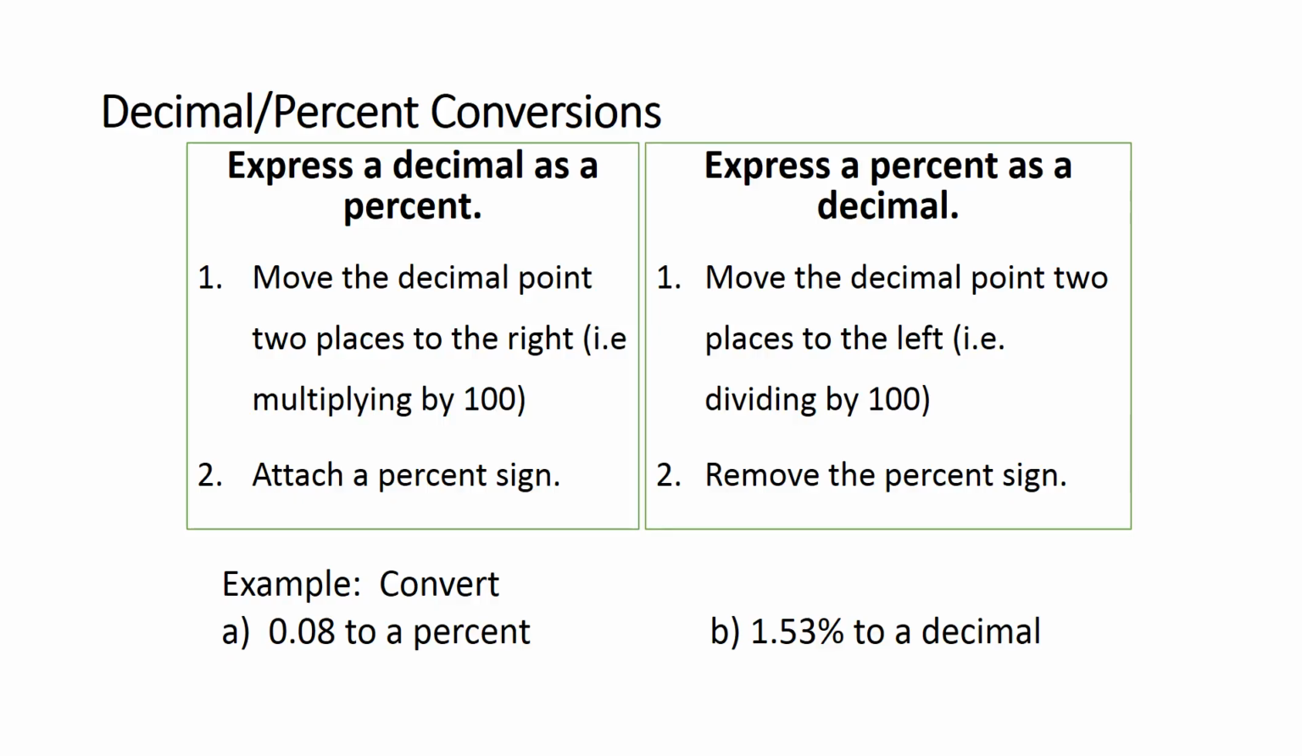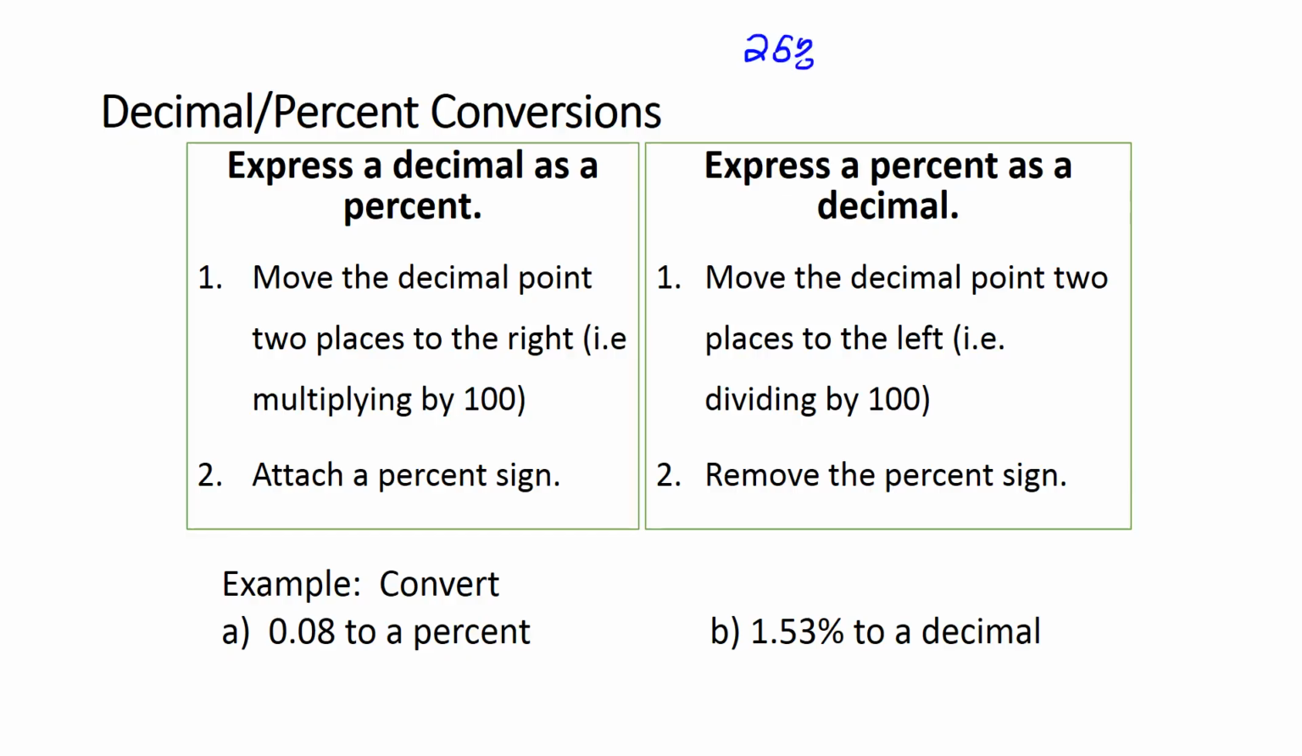Recall to convert between decimals and percents. Remember to express a decimal as a percent, you move the decimal 2 places to the right, i.e. you multiply by 100 and add the percent sign. To convert from a percent to a decimal, you are dividing by 100 and you remove the percent sign, which makes sense because we know that percentage always means parts out of 100, right?